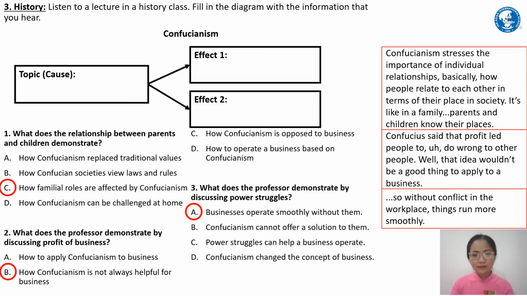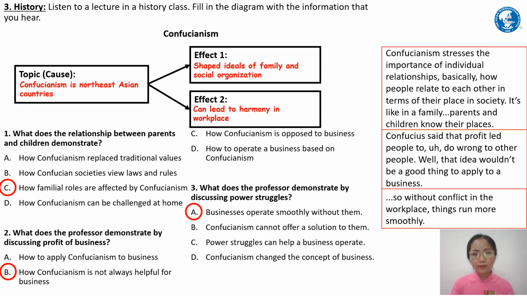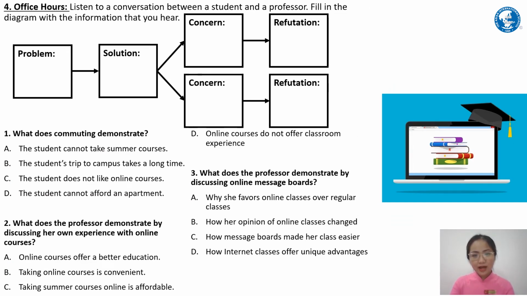Now, what about the diagram? The topic is Confucianism in Asian countries. It shaped ideals of family and social organization, and it can lead to harmony in the workplace. Now, the last topic is office hours. You are going to listen to the recording twice. Let's get ready.